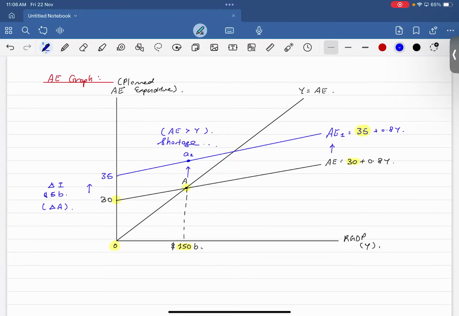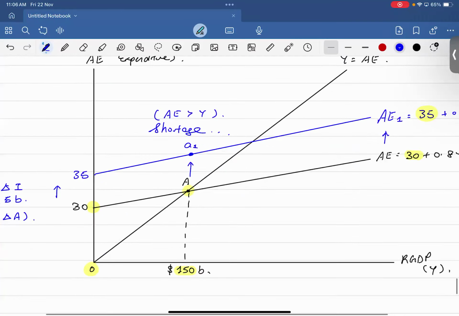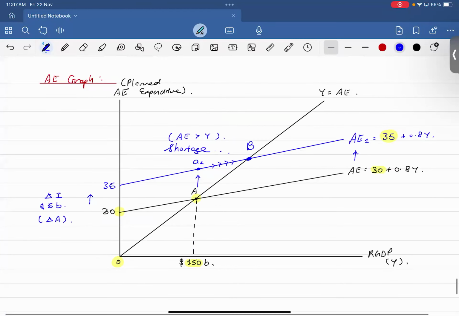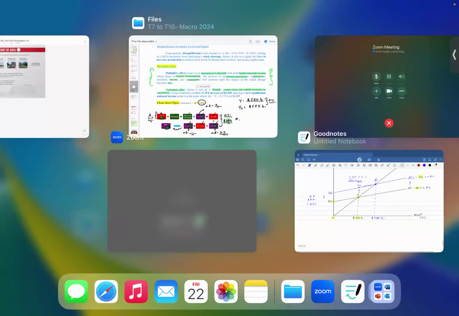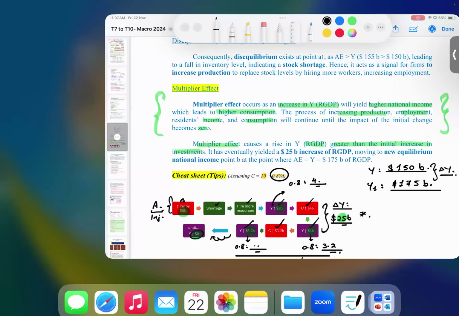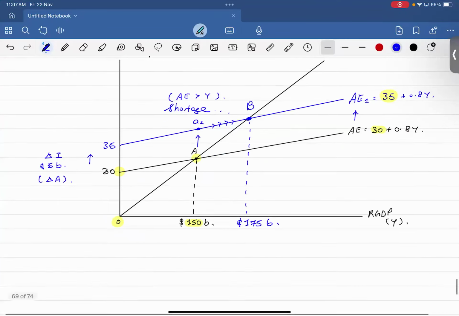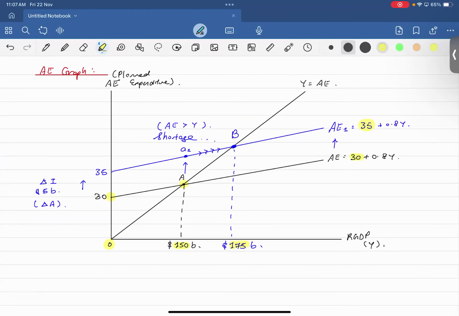This is when the multiplier effect kicks in. Producers will try to produce more and sell more. Once they receive extra income, they will spend more as well. So this will cause them to move to the new equilibrium at point B. At point B, the new output you achieve is 175 billion, as you can see here.